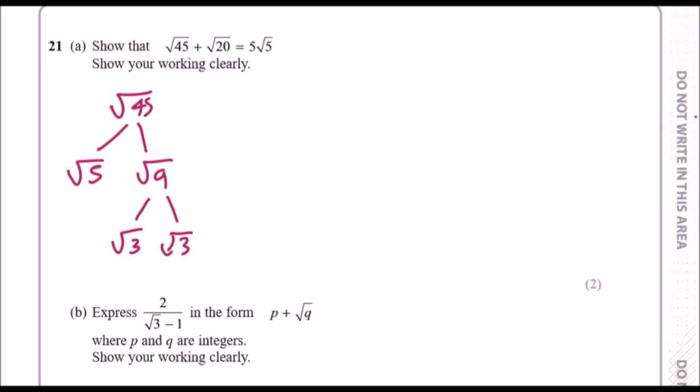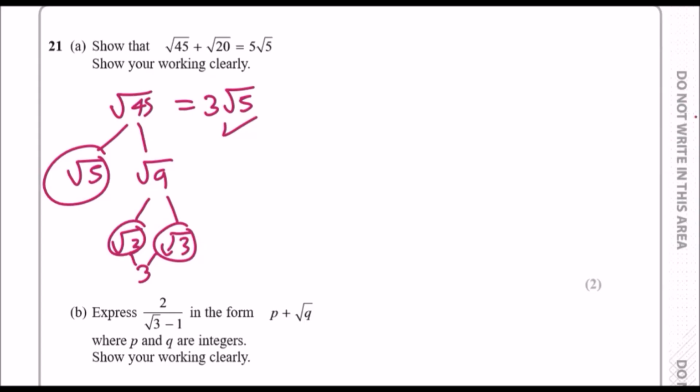Because you can say that root 3 times root 3 will give you a whole 3, and you still have root 5, so root 3 times root 3 times root 5 is 3 root 5. And that's one of them. And then you're going to repeat the same process for root 20.